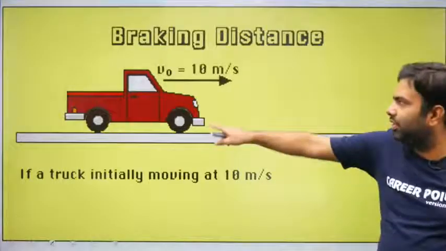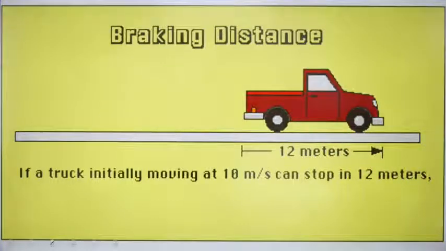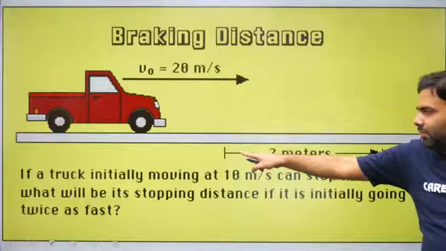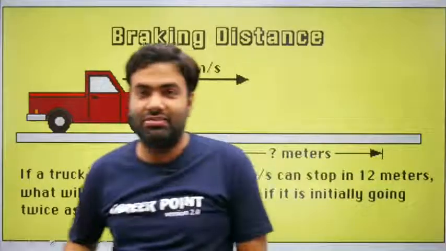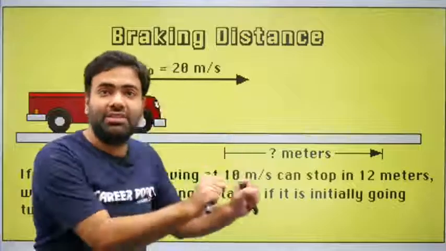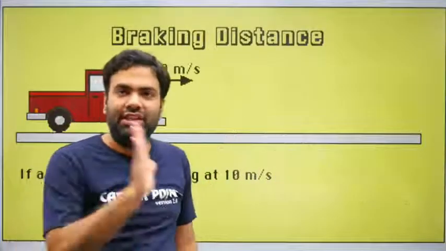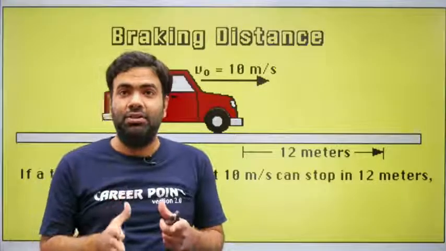This truck is moving with some velocity. At this instant of time, it has applied some brakes, and after the application of brake, the truck traveled some distance. So that distance is known as braking distance. When you are applying the brakes, that means you are giving negative acceleration to your vehicle.